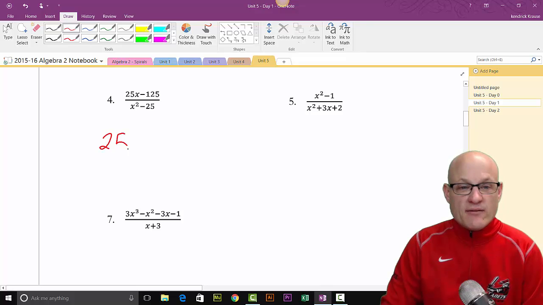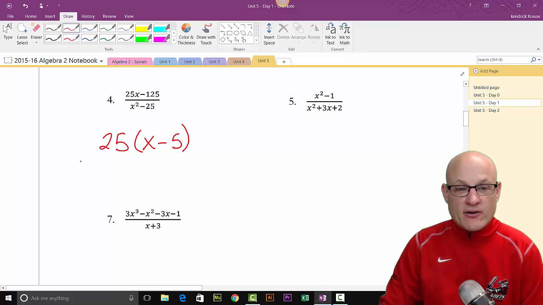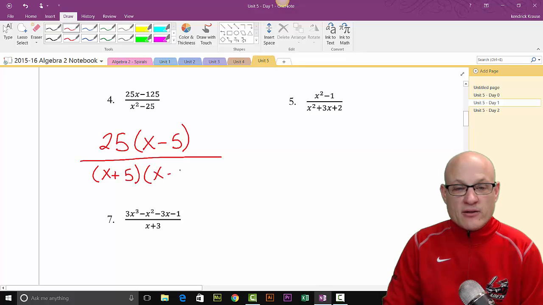We can take a 25 out, and I'm left with x minus 5. Oh, now that you smart kids are seeing it, x plus 5, x minus 5 in the denominator. The minus 5s cancel, and I'm left with 25 over x plus 5.